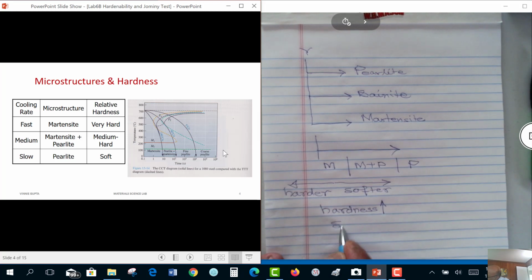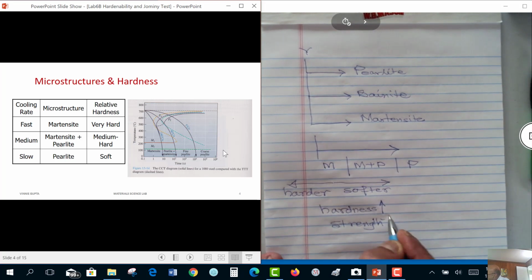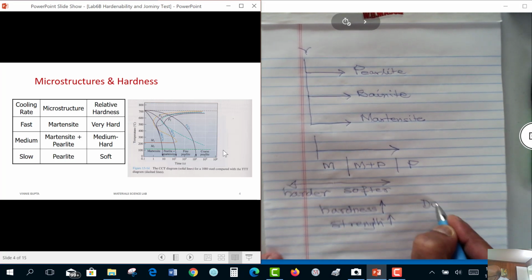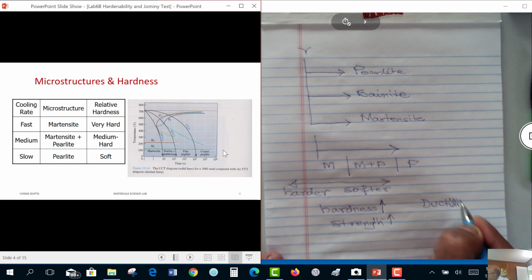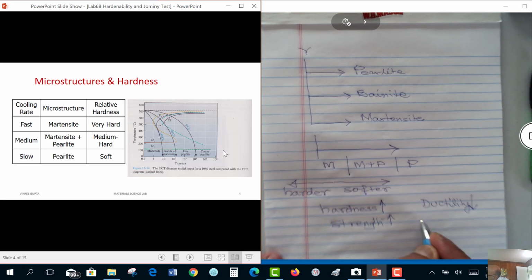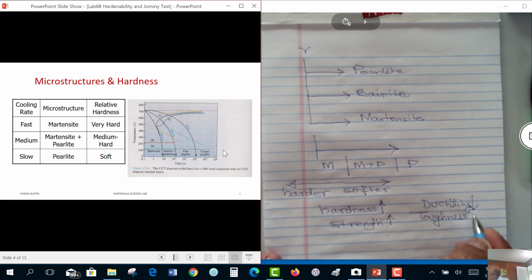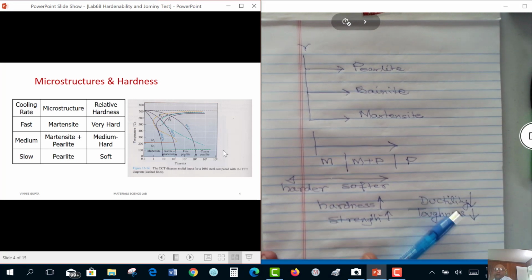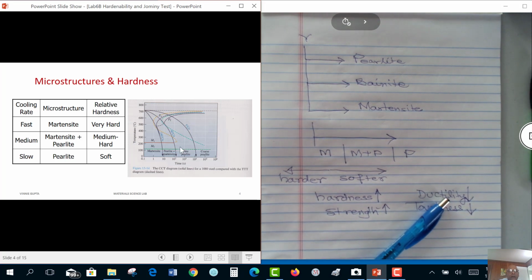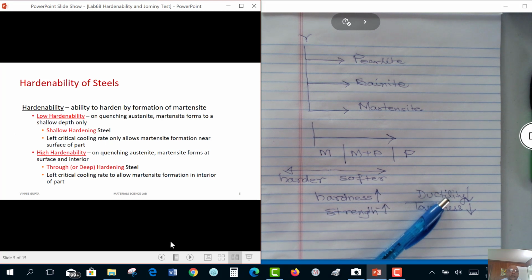which signifies strength goes up, and the price we pay is in terms of ductility and toughness, right? So that was all for eutectoid steels.